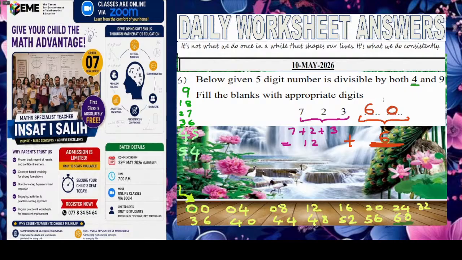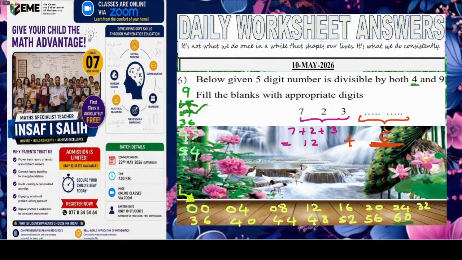Any other? Any other multiples of 4 whose digits add up to 6? Alright, yes, there are no other 2-digit multiples of 4 whose digits add up to 6. So now we are done with trying to get 18. Now let's try to get 27.